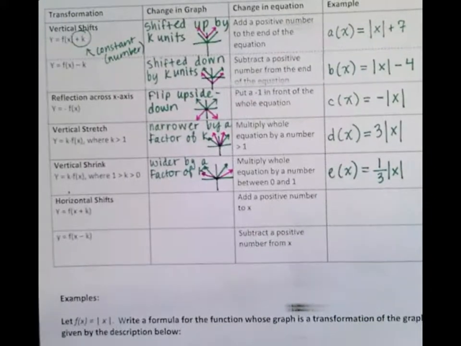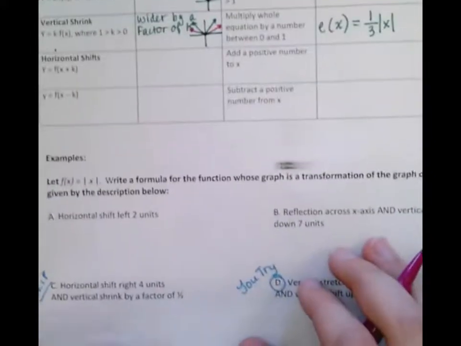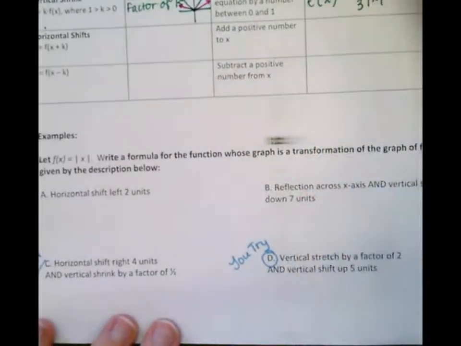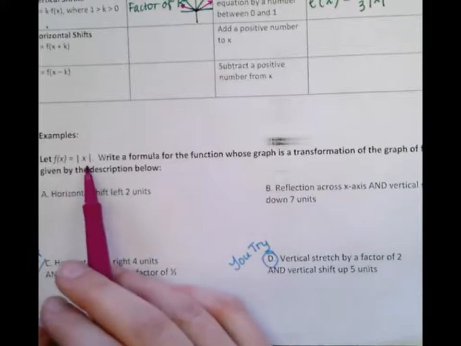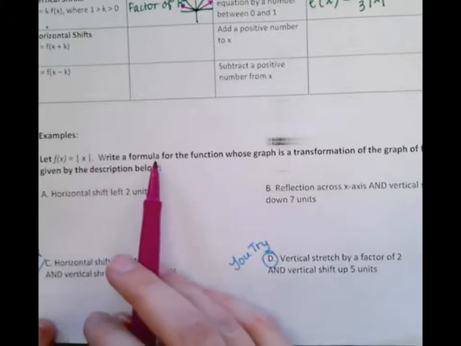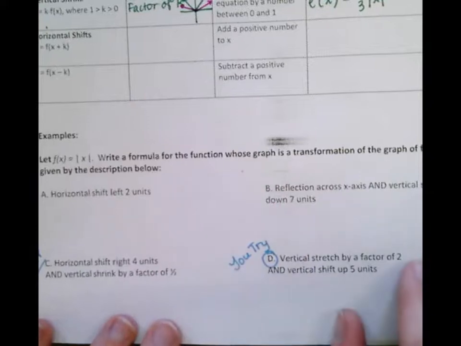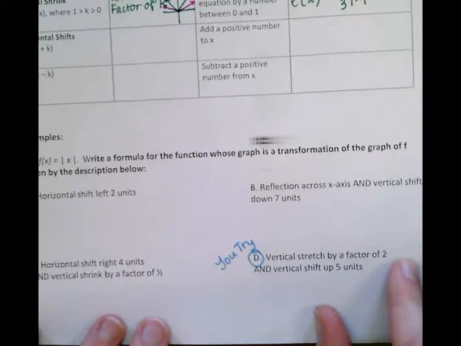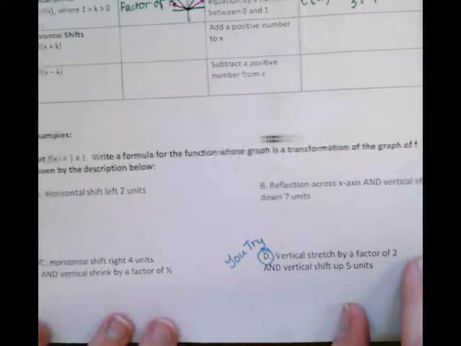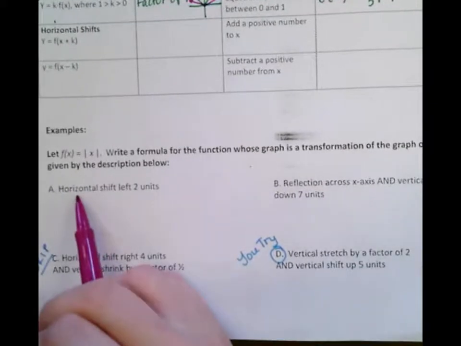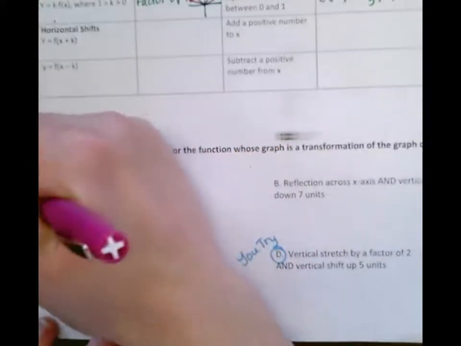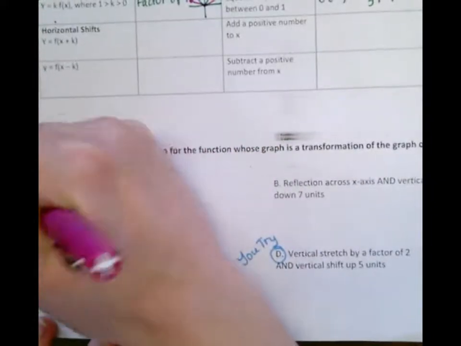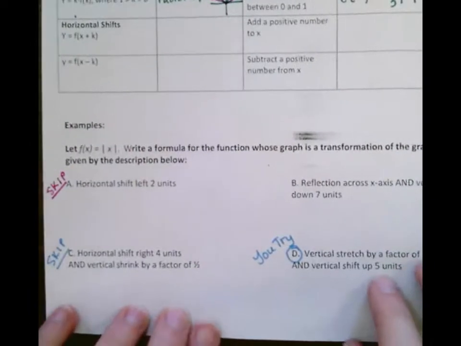Okay, but let's look at a couple of examples now. It says let f of x equal the absolute value of x. Write a formula for the function whose graph is a transformation of the graph of f given the description below. So that's a lot of words, but actually, the first one's talking about a horizontal shift. So we're going to skip this one. We're going to come back to it tomorrow. And we're also going to skip C. So we're going to look at B and D.